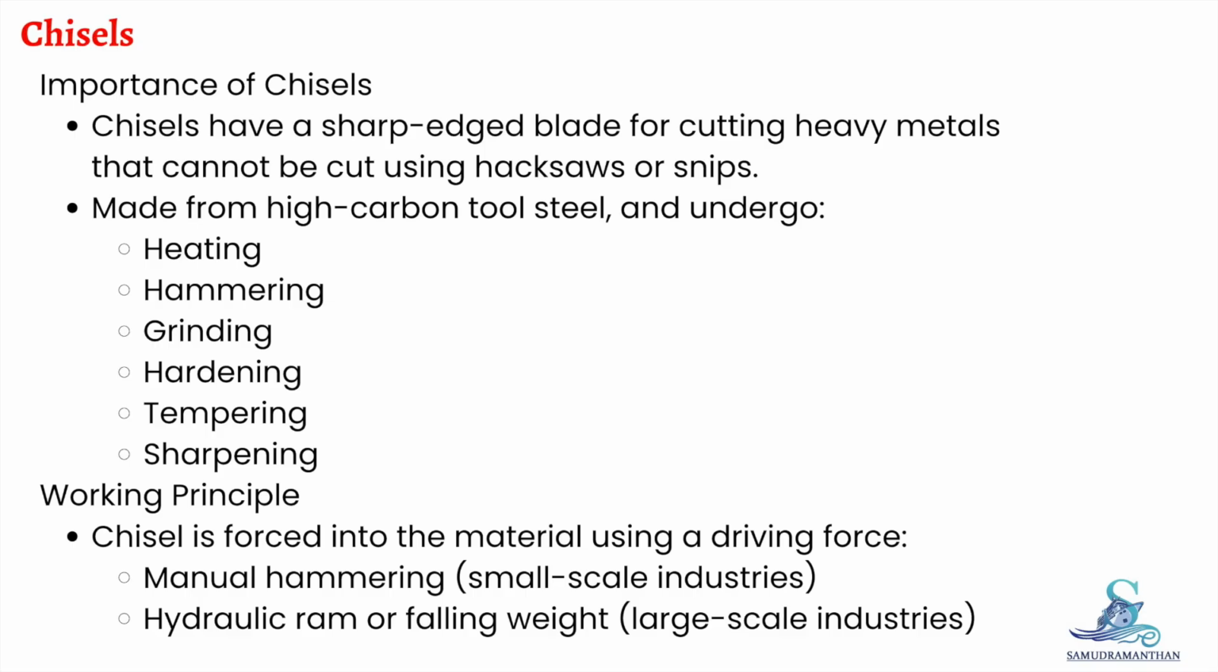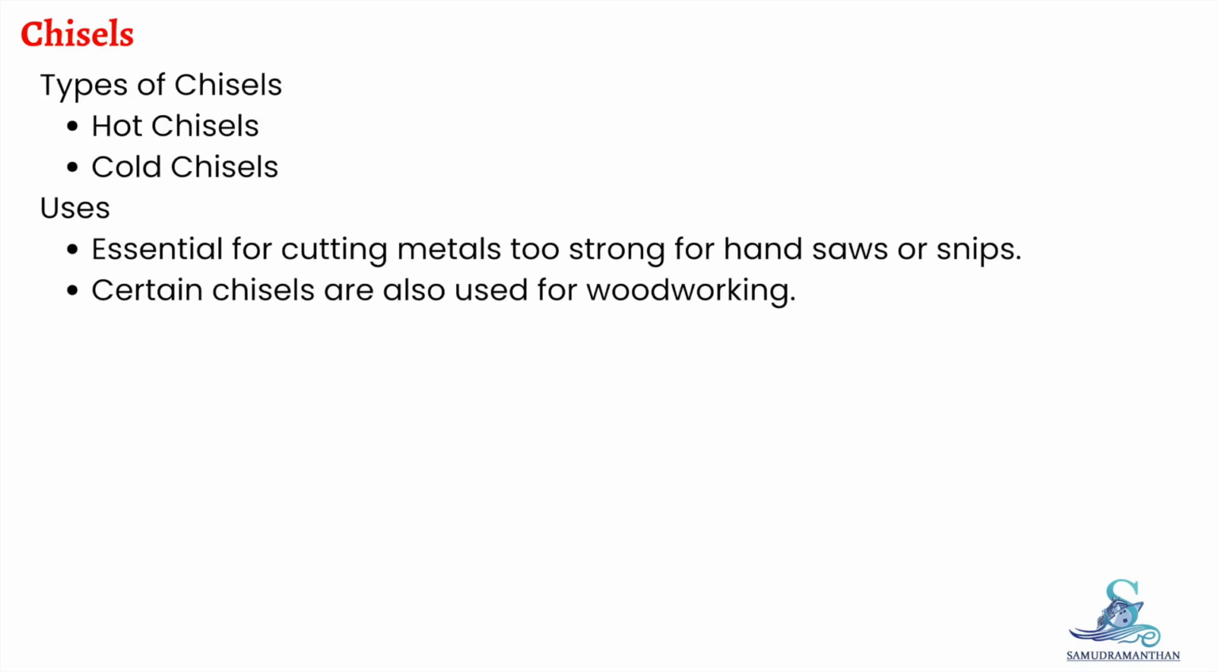Chisels are made from high carbon tool steel and go through a process involving heating, hammering, grinding, hardening, tempering, and sharpening. A chisel is forced into the material using a driving force. This force can be manual hammering in small scale industries, hydraulic rams, or falling weights in large scale industries for faster operation. Chisels are broadly classified into hot chisels and cold chisels.